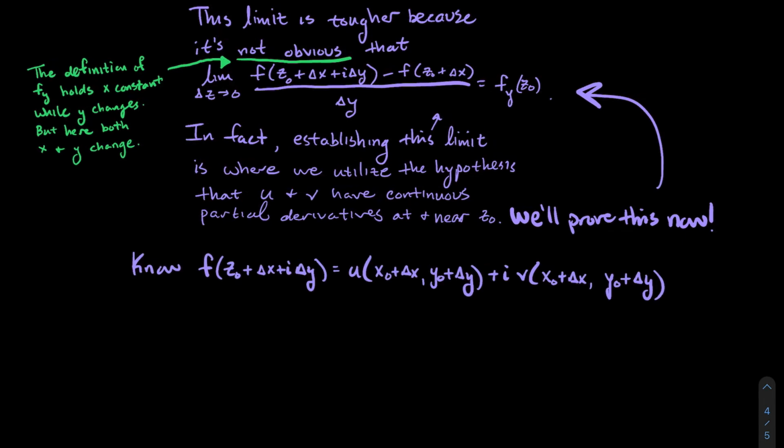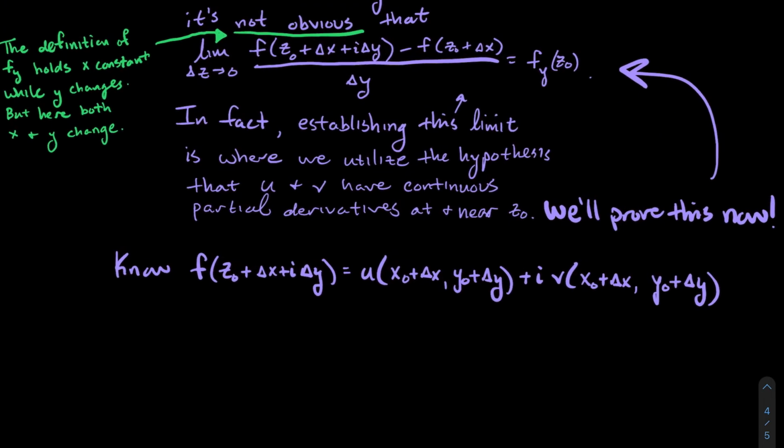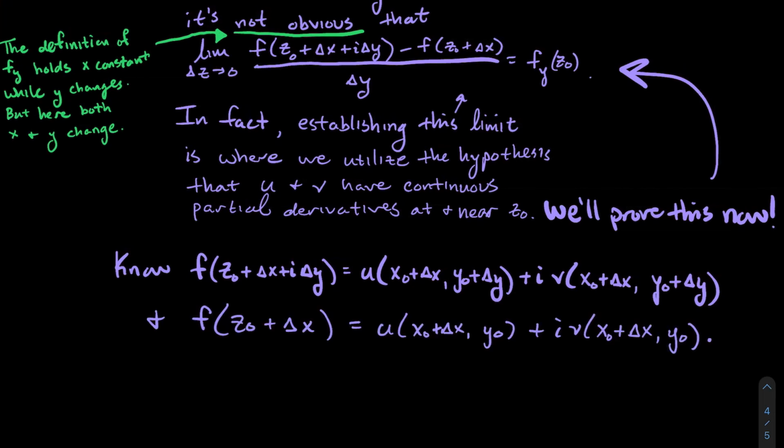So let's rewrite f of z naught plus delta x plus i delta y, again in terms of u's and v's. And if you do that, it should look like u of x naught plus delta x, comma y naught plus delta y, plus i times v of x naught plus delta x, comma y naught plus delta y. And why am I doing this? I'm going to translate this and try to get z's out of the picture and introduce u's and v's. The u and v information there is going to be substituted in for that f information.